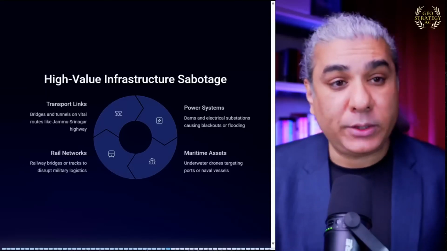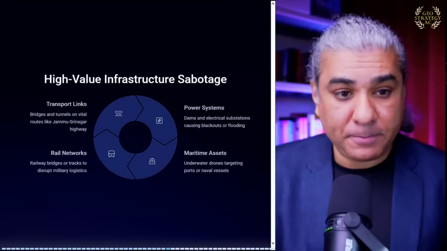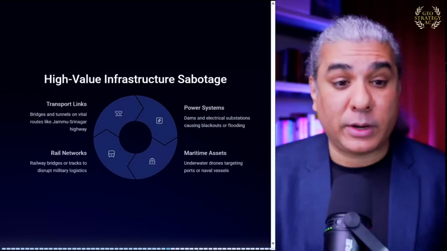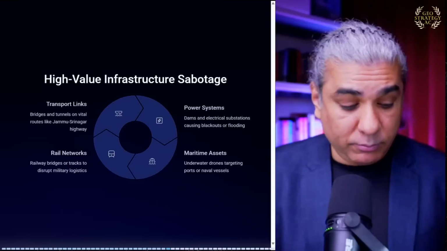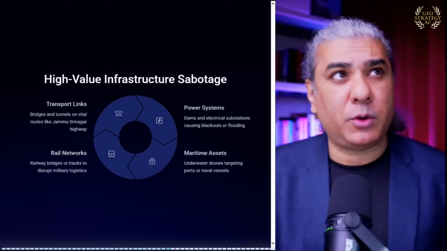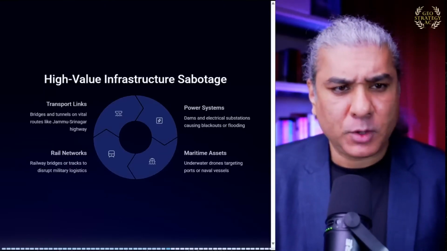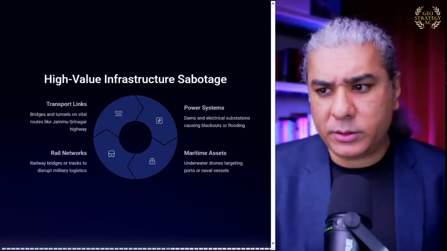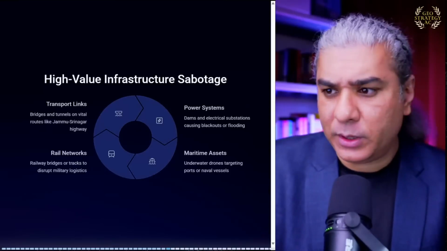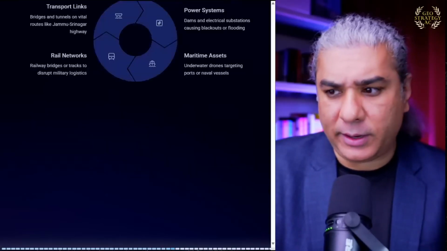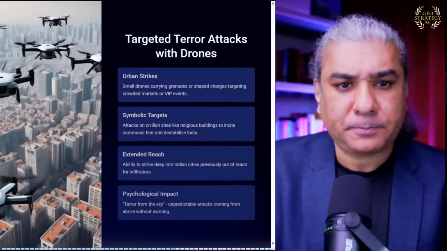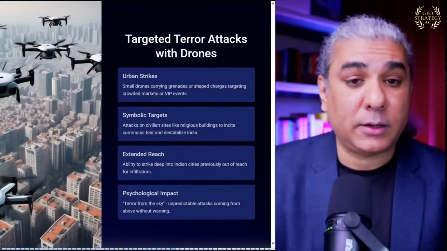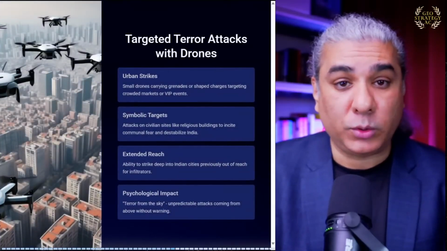The world has changed tremendously. And then obviously there's the rail networks. India's rail network is probably the largest in the world, if I'm not mistaken. So railway bridges, railway tracks, and so on, to disrupt military logistics. But of course, this has a civilian effect. Correct. Now, what next? Then there is targeted terror attacks with drones.